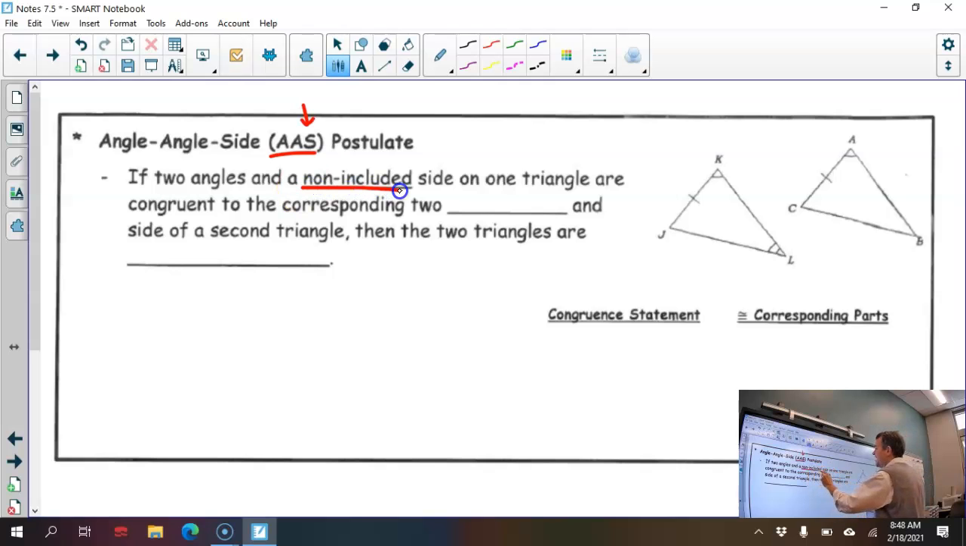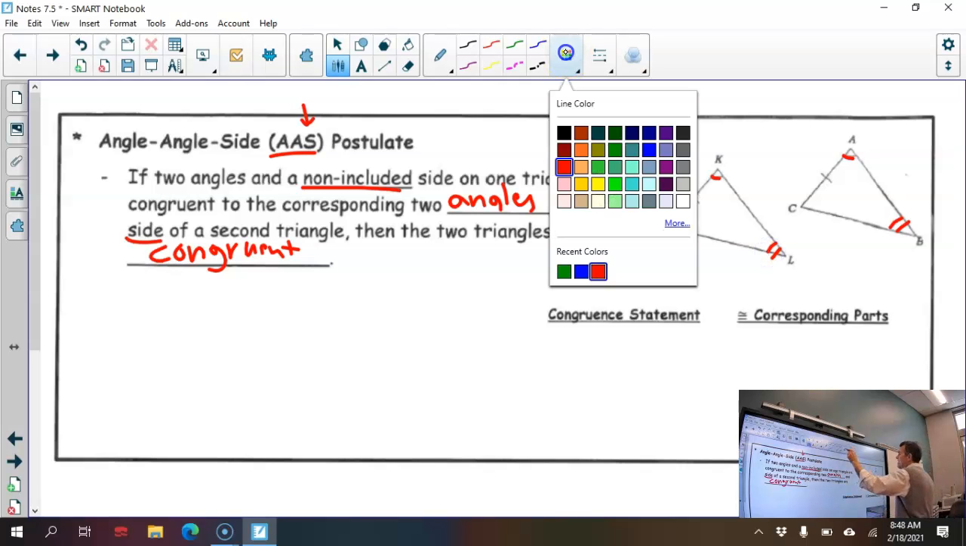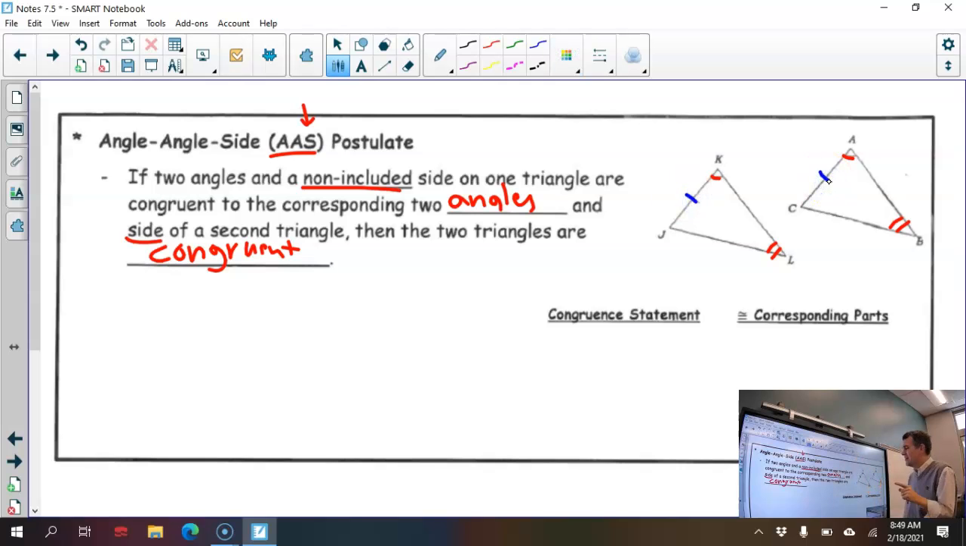So if the 2 angles and a non-included side on one triangle are congruent to the corresponding 2 angles and side of a second triangle, then the 2 triangles are congruent. So you can see over here, I have an angle equal to an angle. And I know this kind of got erased on your paper, got hole punched, but this angle is equal to this angle. And I have a side equal to a side. So I have 2 angles and a side not between them, congruent to 2 angles and a side not between them. And this is enough to say, therefore, the triangles are congruent.